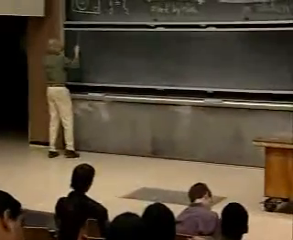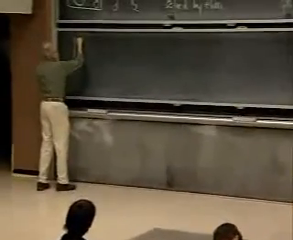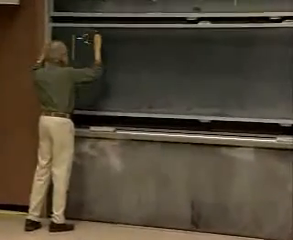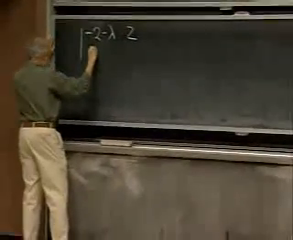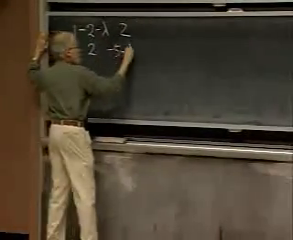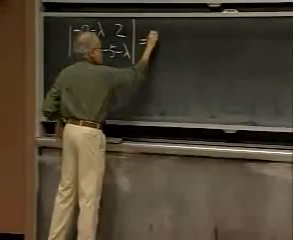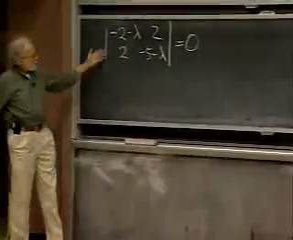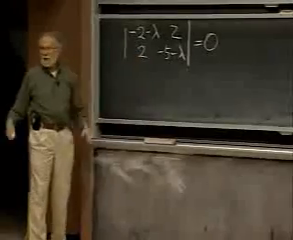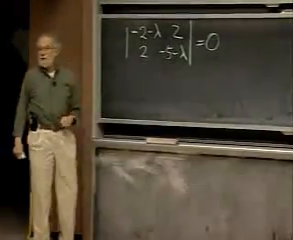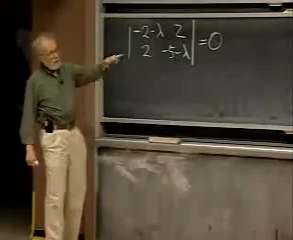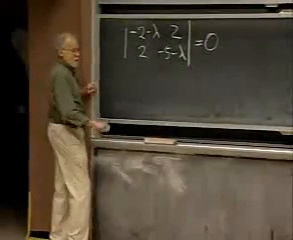So let's write it out. I'll recopy it over here. It's negative, what was it? Negative 2 minus lambda. 2 here. Here it was 2 and minus 5 minus lambda. All right, this is an equation. You have to expand the determinant. In other words, we're trying to find out for what values of lambda is this determinant 0. Those will be the good values which lead to non-trivial solutions for the A's.